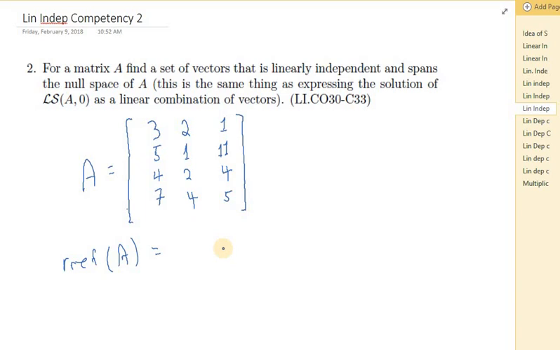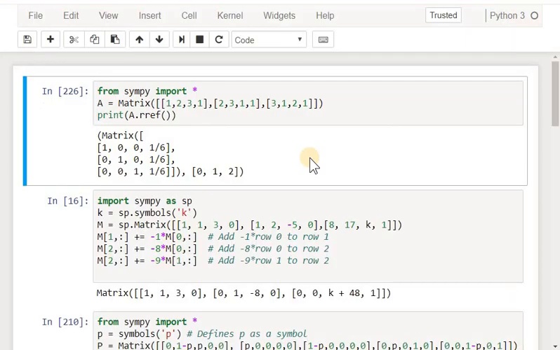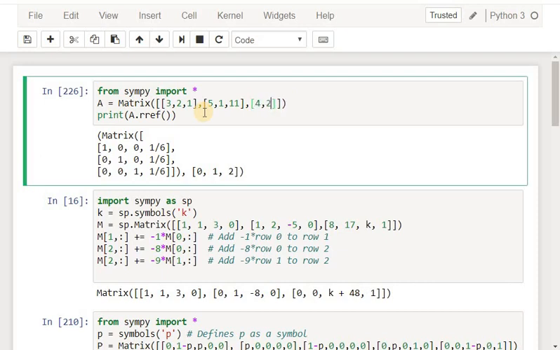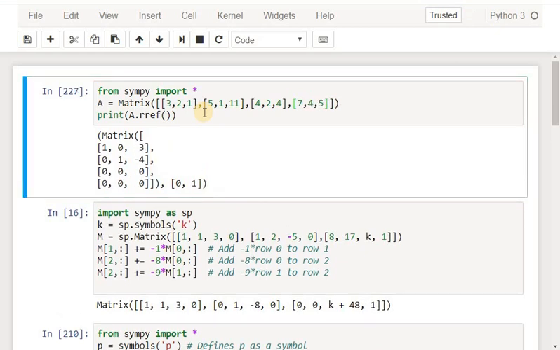Okay, and here, let me put it up here so I have more room. If I take the REF of that, well, I've got my handy Python REF, so first row is 3, 2, 1. Second row, 5, 1, 11. Third row, 4, 2, 4. Fourth row, 7, 4, 5. All right, and that's all I need to do. And I'll row reduce, and I get this matrix.